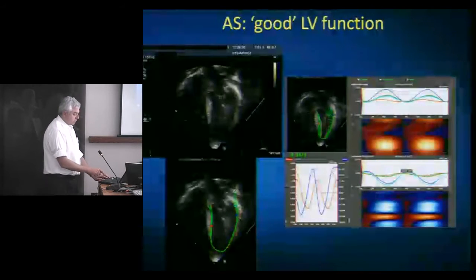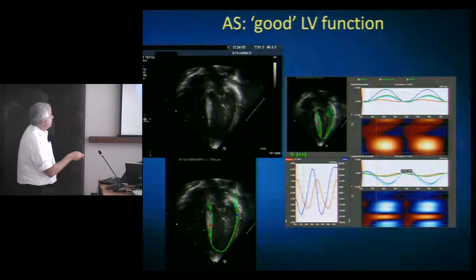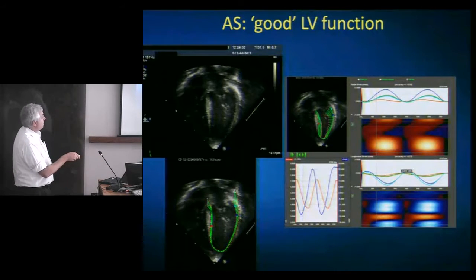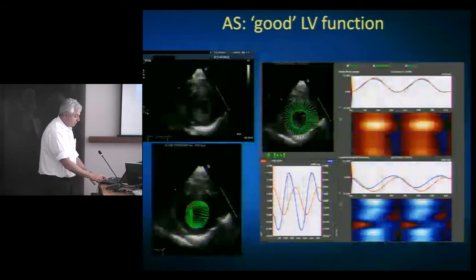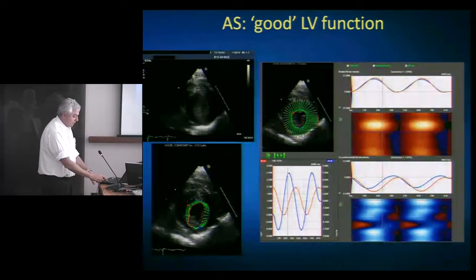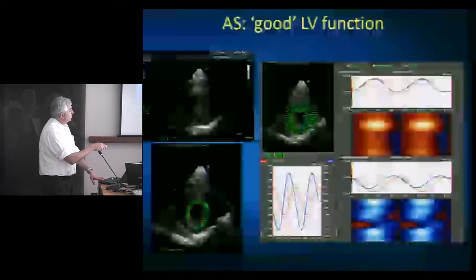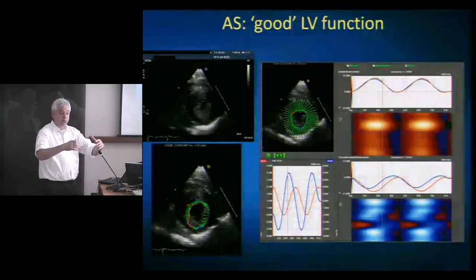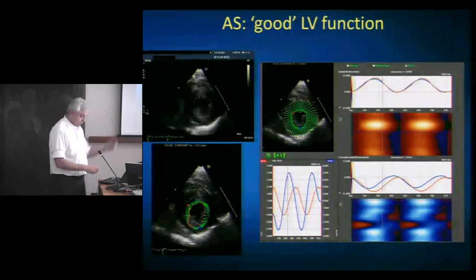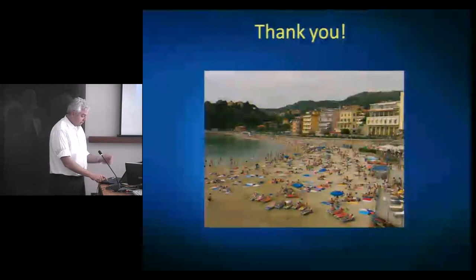With good function, because I wanted to show you those longitudinal strain curves down here, you can see that there are segments that are abnormal, even though looking at this ventricle, it looks like it has good function. And here's the circumferential strain curves, which are actually increased in this patient. So I showed you increased circumferential strain, decreased longitudinal strain, and this is just from a patient.